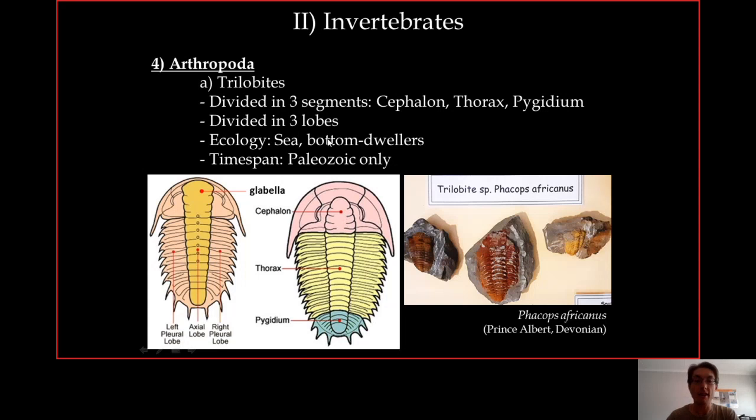And they are usually bottom dwellers in the seas, so they are typical of a usually shallow water environment. And as I was saying, they are typical of the Paleozoic, and they are very, very abundant in the Paleozoic.